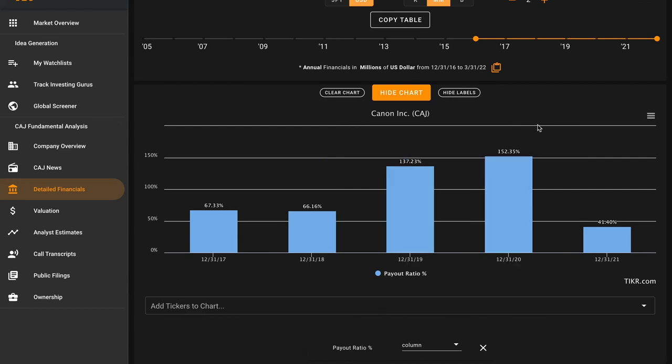This is one of the reasons why you don't want to blindly chase high dividend yield. You need to understand if the dividend is healthy and if the business can continue to support that dividend into the foreseeable future. Canon was clearly not able to support a 7% or 8% dividend yield long term, so they cut that in half, and that's much better for long-term shareholders.